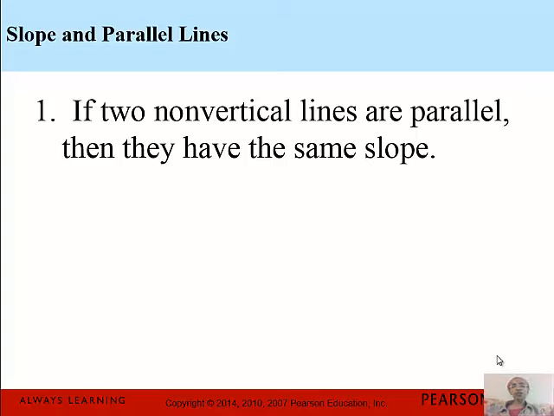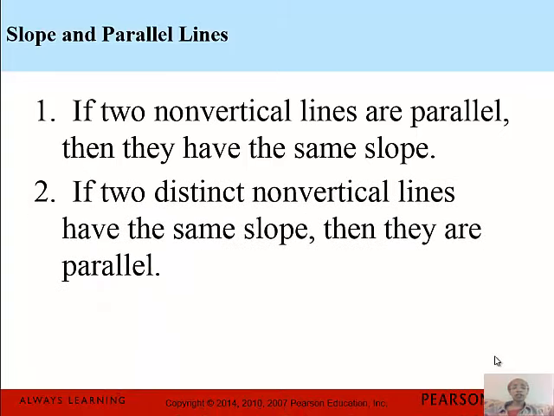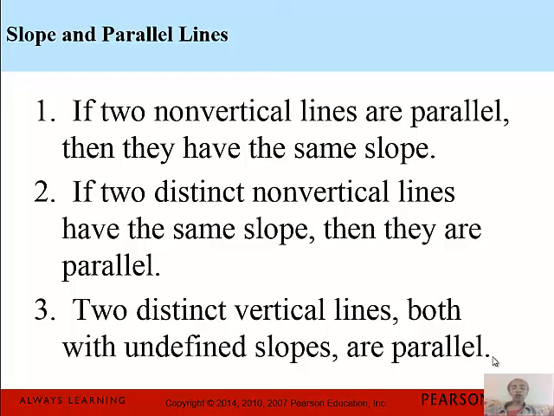If two non-vertical lines are parallel, then they have the same slope. If two distinct non-vertical lines have the same slope, then they are parallel. Two distinct vertical lines, both with undefined slopes, are parallel.